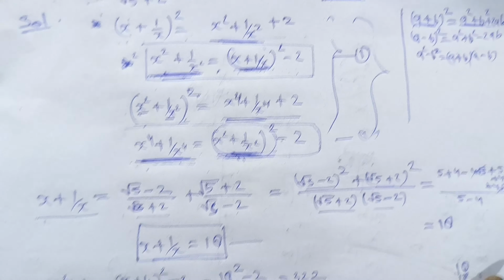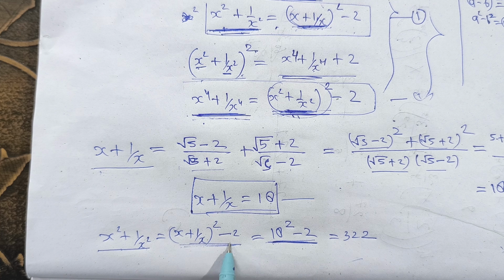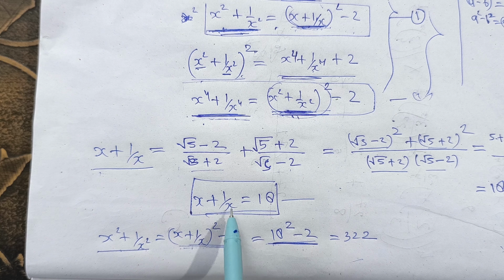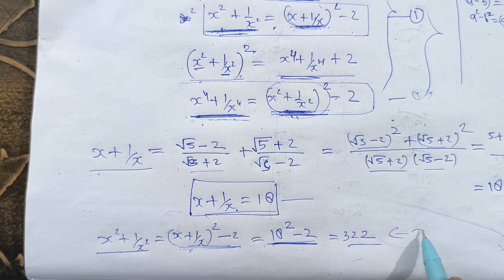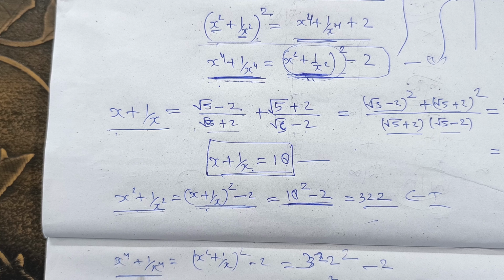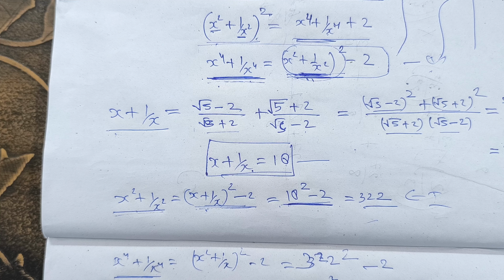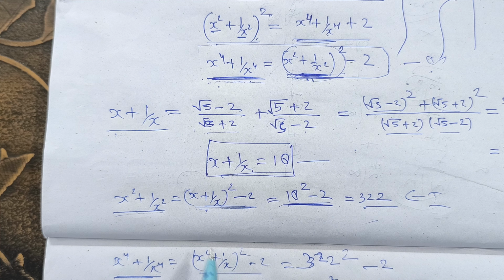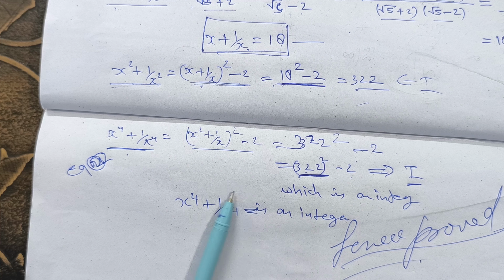Okay. Now x square plus 1 upon x square. This formula again. We got this value. Put in the 18. If you want, you can calculate this, or you can just write that it's an integer. And now we got x square. Now put the formula of this. This formula we got from equation 2. Put the value: 322 square minus 2, which is again an integer. Proof. Okay, understood? Let's close.